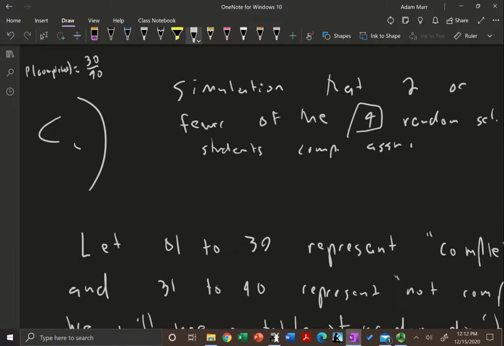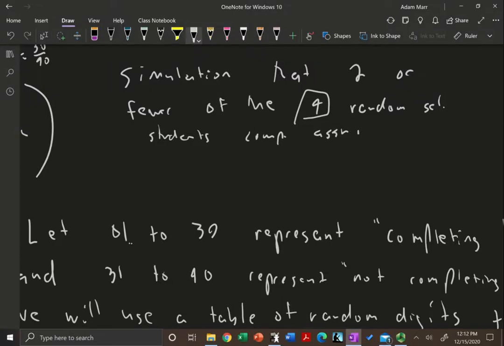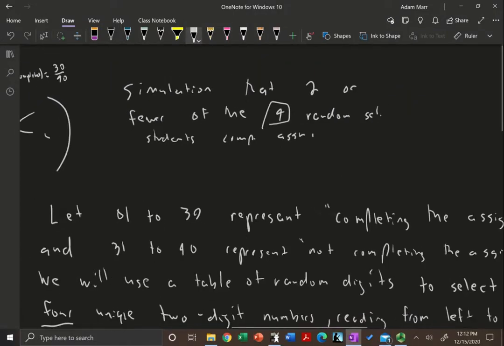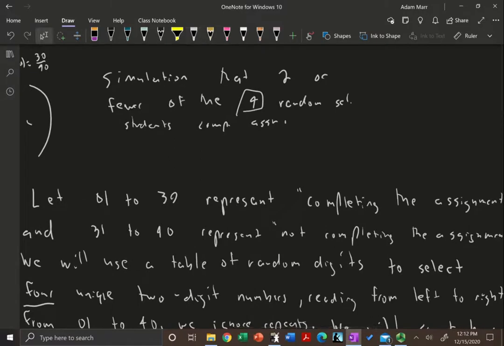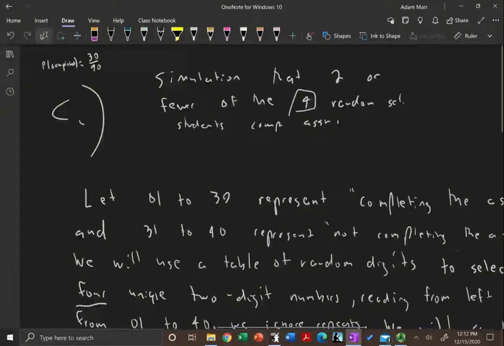All right, so right here we're going to let 01 to 30 represent completing the assignment, and 31 to 40 represent not completing the assignment. So the first 30 are completing, the last 10 are not completing the assignment. So that's like a labeling part.